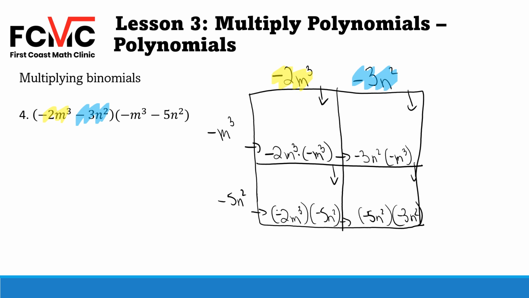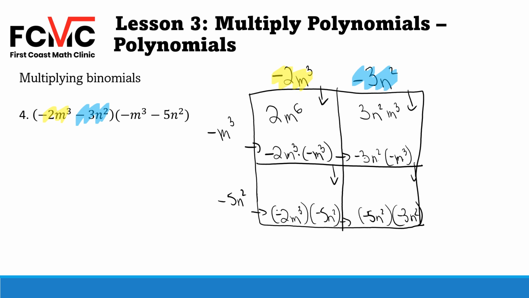All right, so multiplying this out, we've got a negative times a negative, so our answer is going to be positive. We're going to get positive 2m to the third times m to the third is going to give us m to the sixth. We're going to add our exponents. Here we've got a negative, top right, we've got a negative times a negative, so it's going to give us a positive. So we're going to get positive 3. And this is going to be n to the second times m to the third. We can't multiply those, so it's just going to be n to the second, m to the third.